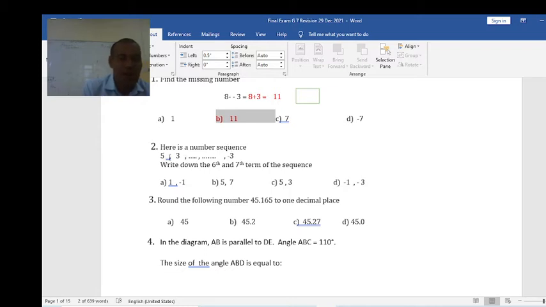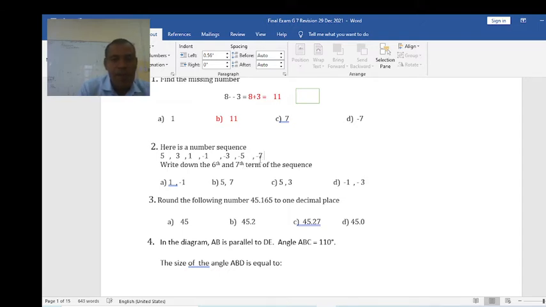Then here is a number sequence. We have 4, 5, 3, then a missing box, then a missing number, then negative 3. Write down the 6th and the 7th term of the sequence. So look here. This is 1. Then we have 1 minus 2 is minus 1. Then we have negative 3. Then it will be negative 5. Then negative 7.